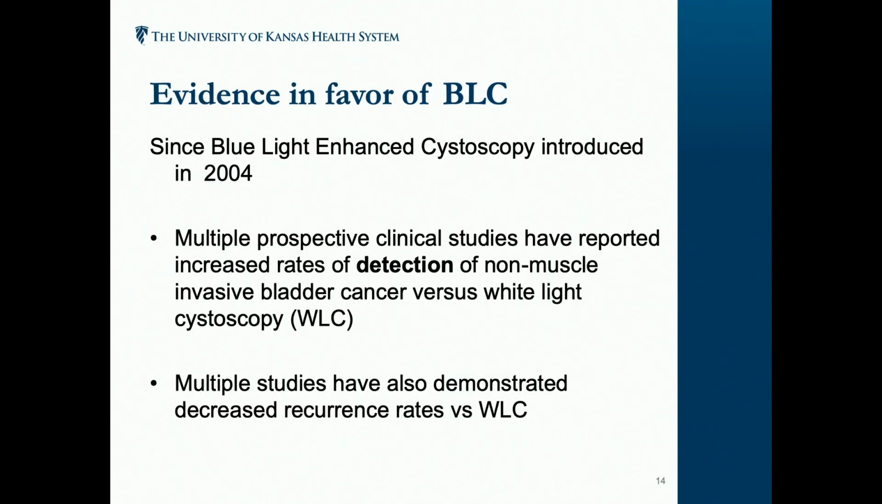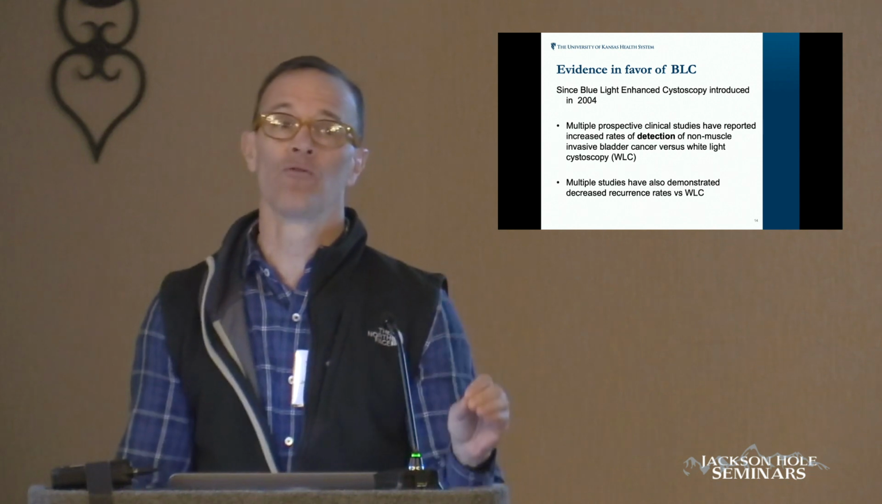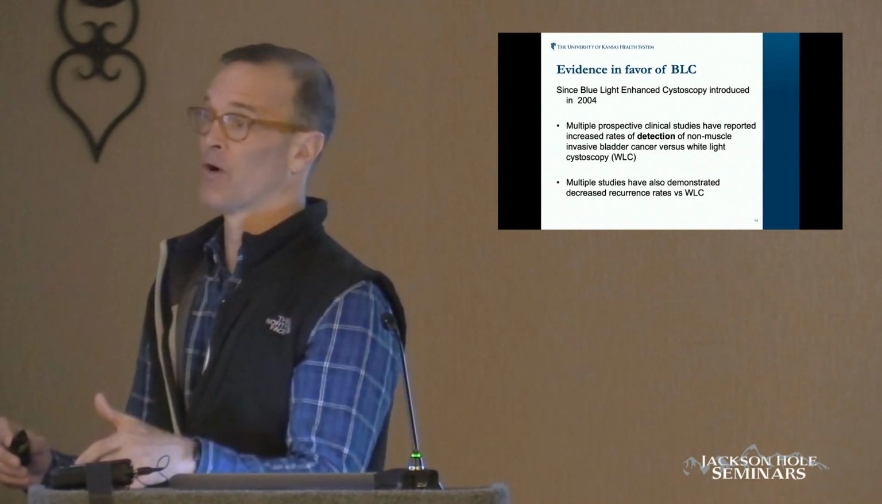So what's the data that's out there? Since blue light was introduced in 2004, the literature is replete with studies that have looked at this, and I'm going to go through those fairly rapidly because they're sort of repetitive. But basically, what we have shown to date is that you can increase detection and you can decrease recurrence. We have not definitively proven that you can reduce progression.